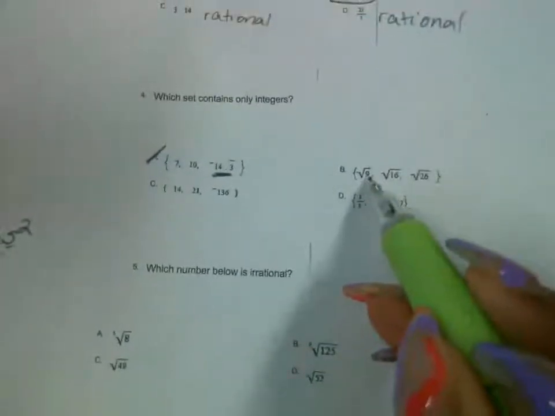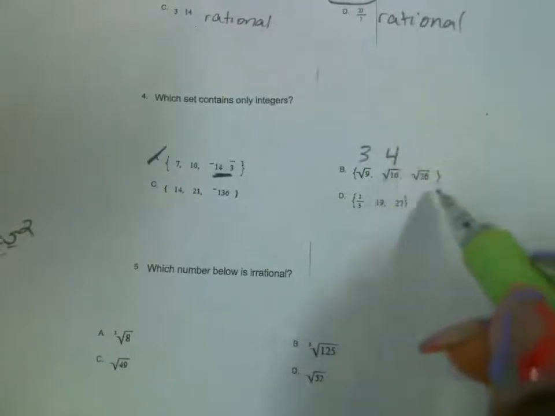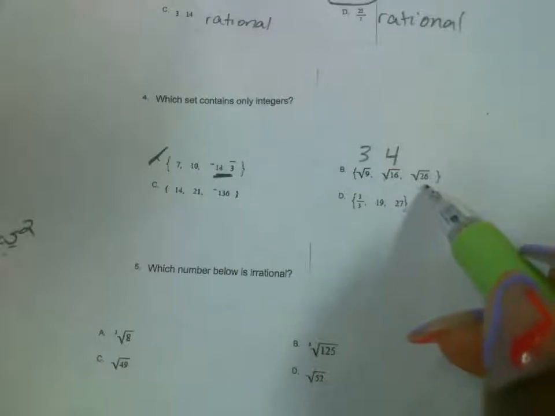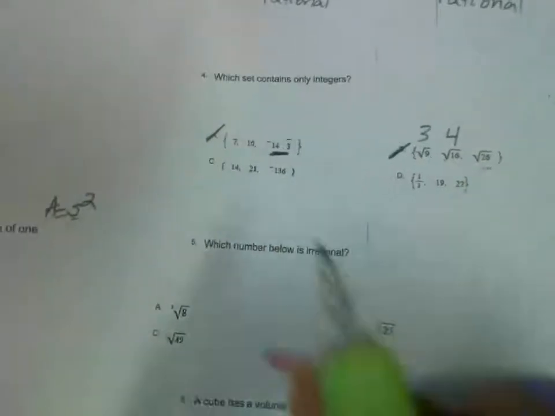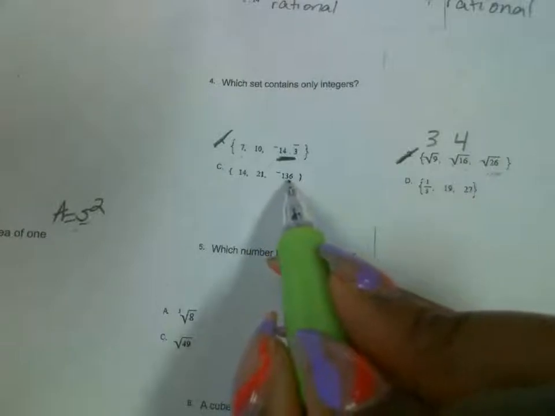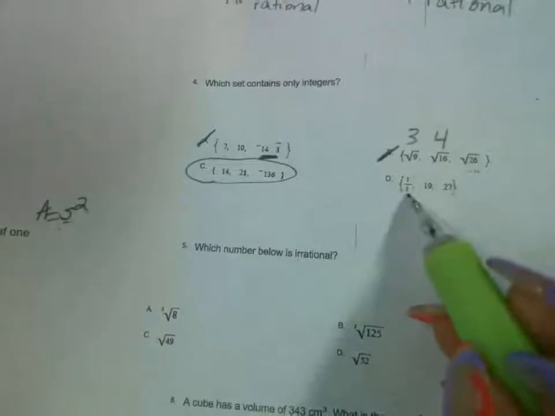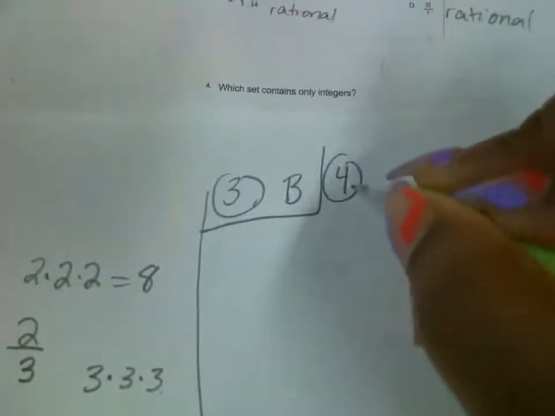All right, the square root of 9 is 3. The square root of 16 is 4. The square root of 26 is a non-perfect square root. The square root of 25 will be perfect, but the square root of 26 is non-perfect, so it will be a decimal answer. This is not an integer. Okay, so we got 14, 21, and a negative 136. These are all integers, okay? We got a fraction. A fraction is not an integer, okay? So our answer here is C. So on our paper, number 4 is C.